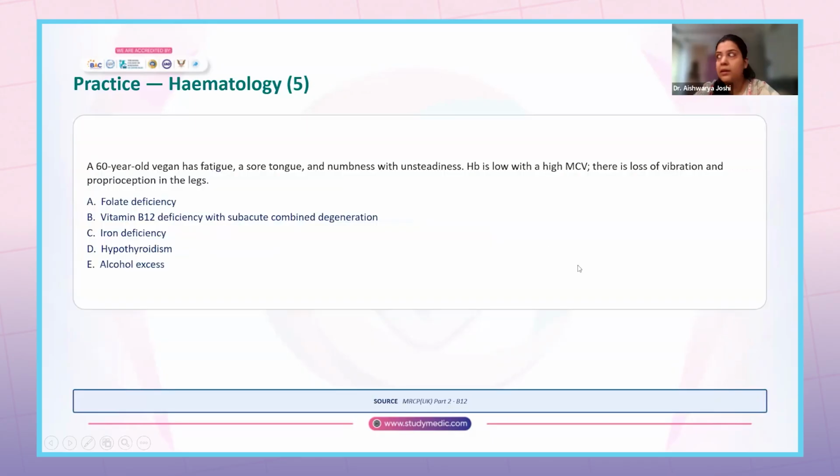Next, a 60-year-old vegan has fatigue, sore tongue, numbness with unsteadiness. Hemoglobin is low with a high MCV. There is loss of vibration and proprioception. What is the diagnosis?